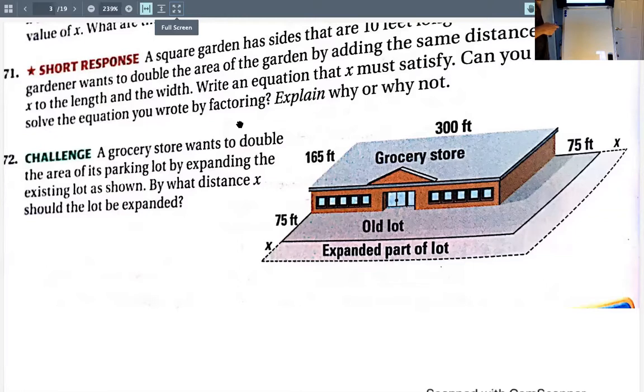Okay, a grocery store wants to double the area of its parking lot by expanding the existing lot, which is not a rectangle. It's that L shape. By what distance x should the lot be expanded? Okay, good. I like this one. Actually, it's not that difficult, but well, let's do the problem.